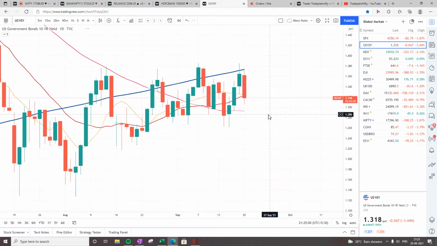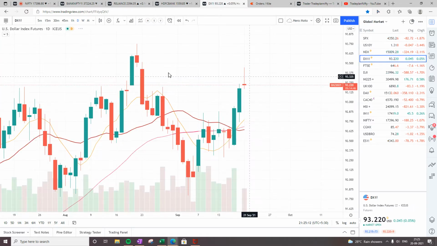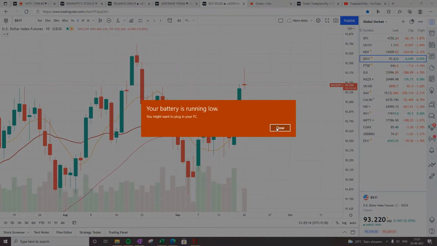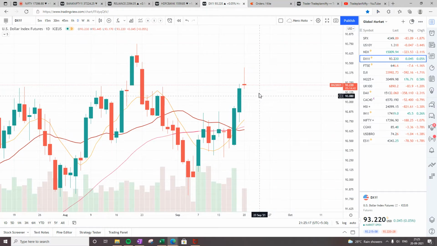The US government 10 year bond yield is going down. Now it is closing below 8, and below 20. So this is definitely a good sign. The 200 bar moving average is acting as a resistance. And the dollar index on the daily chart is showing some sign of reversal from the last 2 days' move. So this is also kind of a good sign, but not a very strong sign.